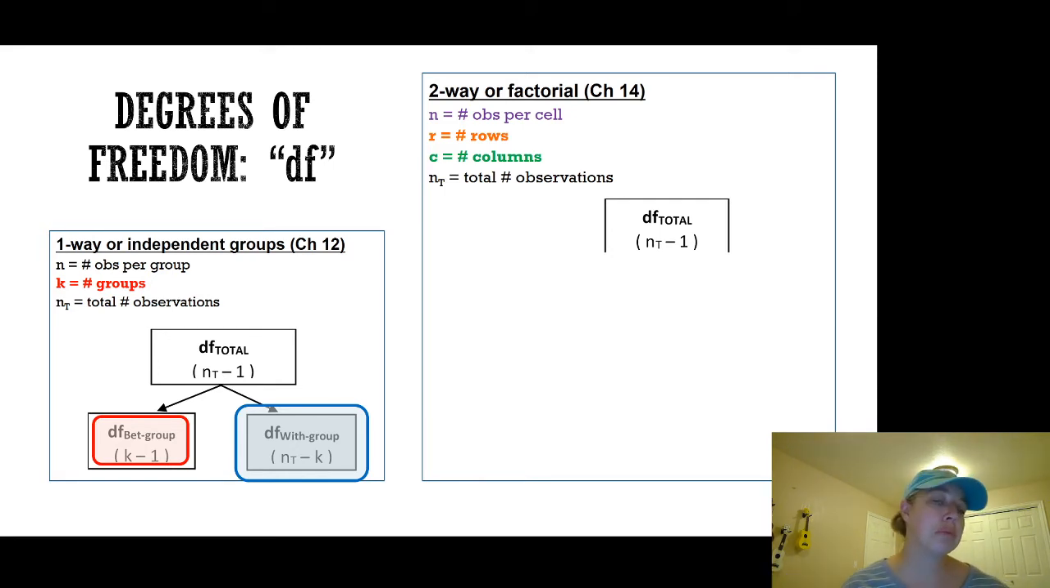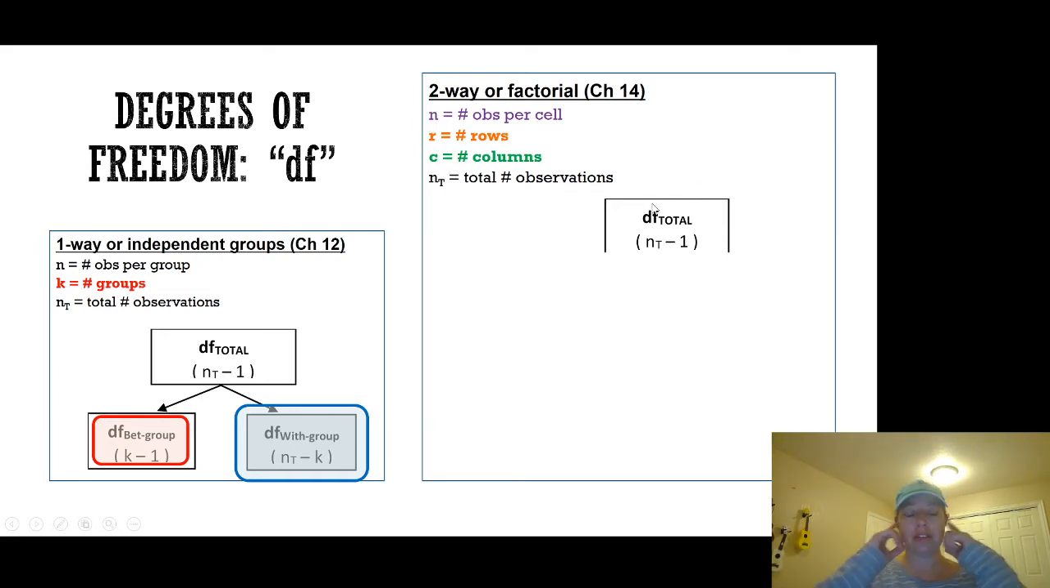It's going to look pretty similar, but instead of having K number of groups, remember we're grouping our subjects two ways. So we have rows and we have columns. R being the number of rows, how many ways we're breaking up that row variable, and C equal to the number of columns, how many different groups there are for that column variable. NT is still our total sample size, the total number of observations. Little n, instead of being number of observations per group, is number of observations per cell, combined groups.